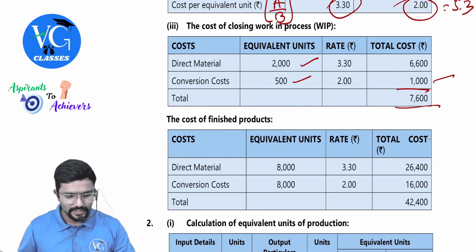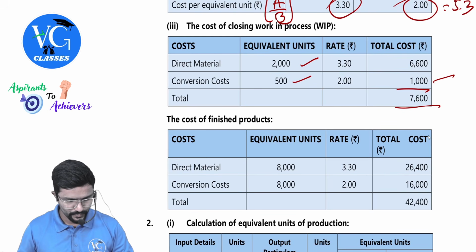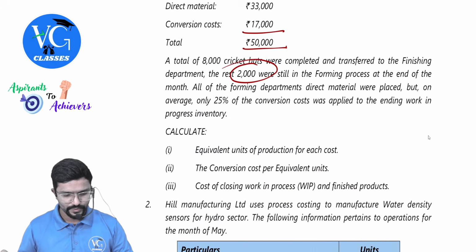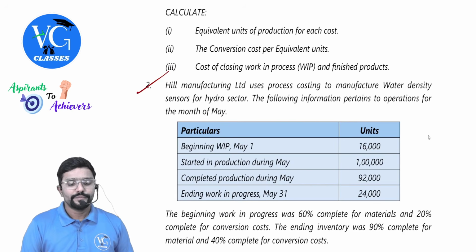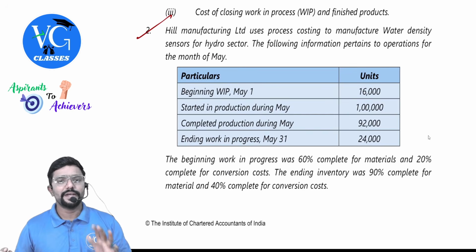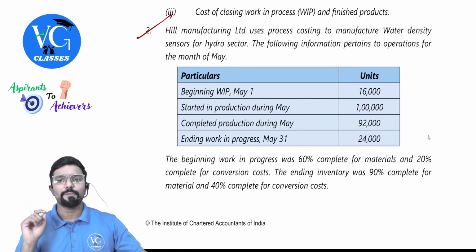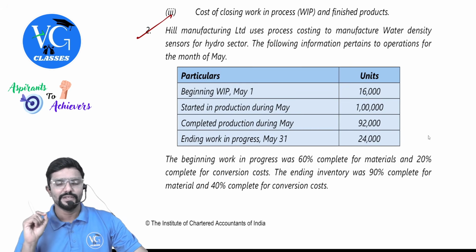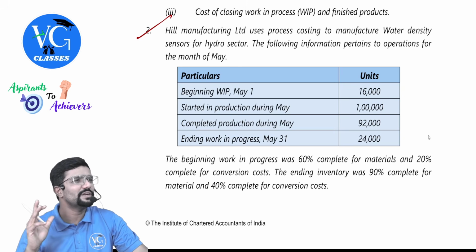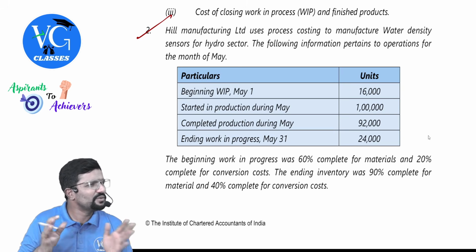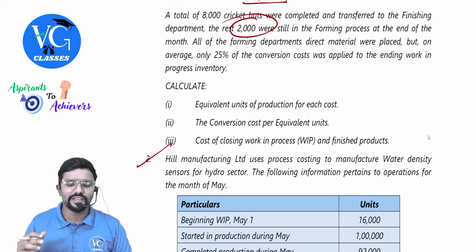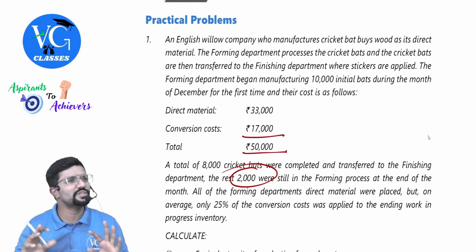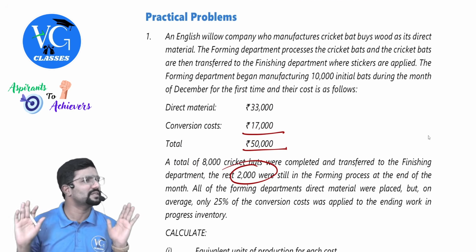Next, let us move to question number 2. IL Manufacturing Limited uses process costing to manufacture water density sensors for the hydro sector. Sometimes they use this fancy wording for stories. Students will be more bothered about it, but you don't care about what they are doing. You only worry about numbers.